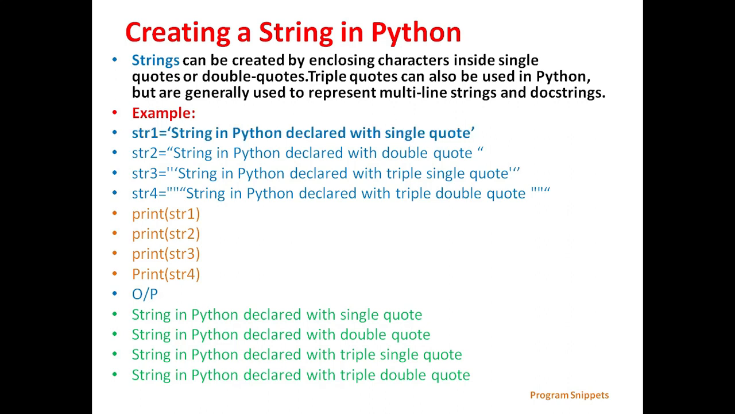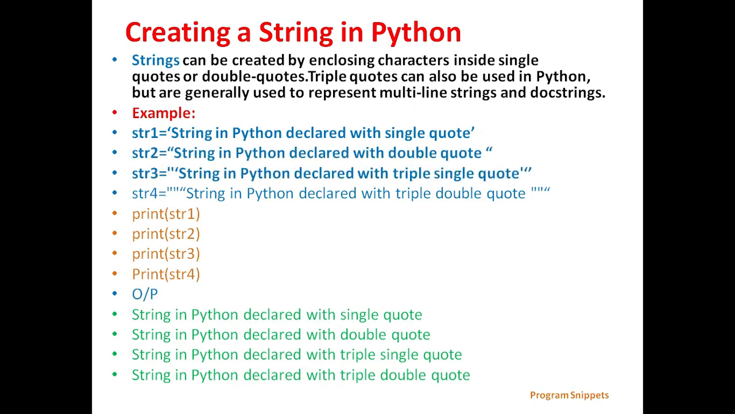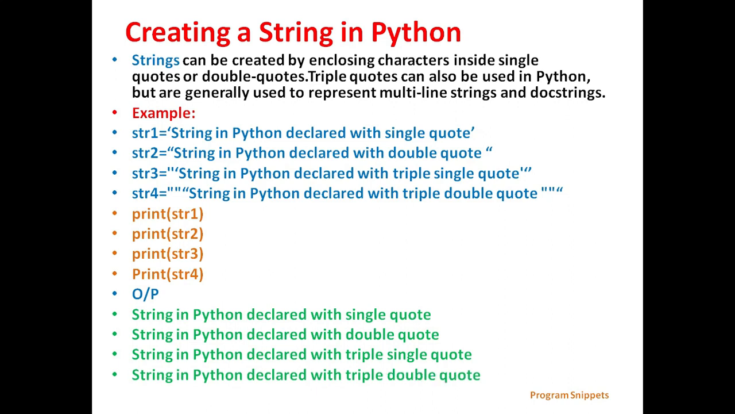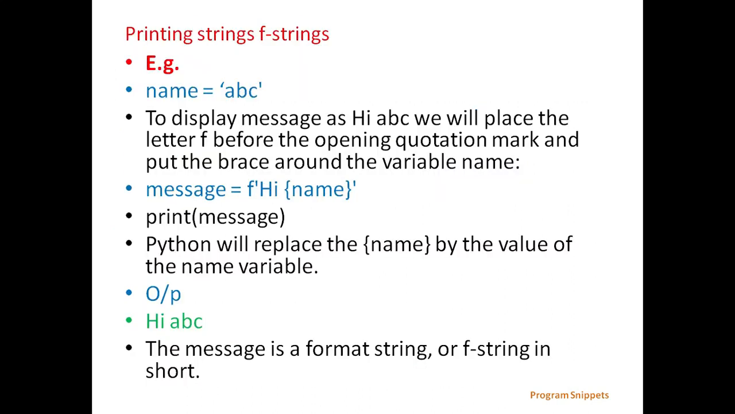For example, here str1 is created with single quote, str2 is created with double quote, str3 is created with 3 single quotes, and str4 is created with 3 double quotes. And when we print str1, str2, str3 and str4, it will give the output: string in Python declared with single quote, then string in Python declared with double quote, string in Python declared with triple single quote, and string in Python declared with triple double quote. That is, we can create a string in Python with single quote, double quote, triple single quote and triple double quote.